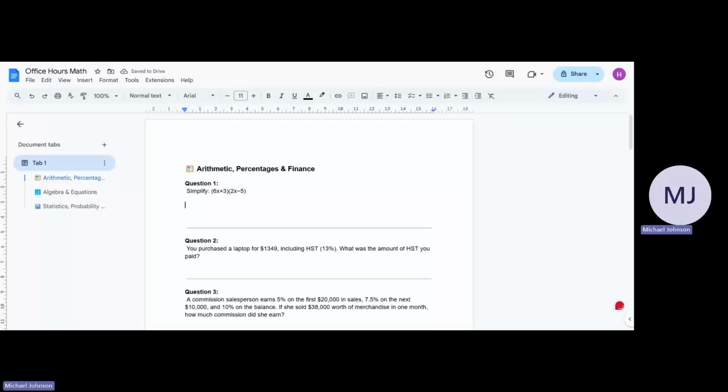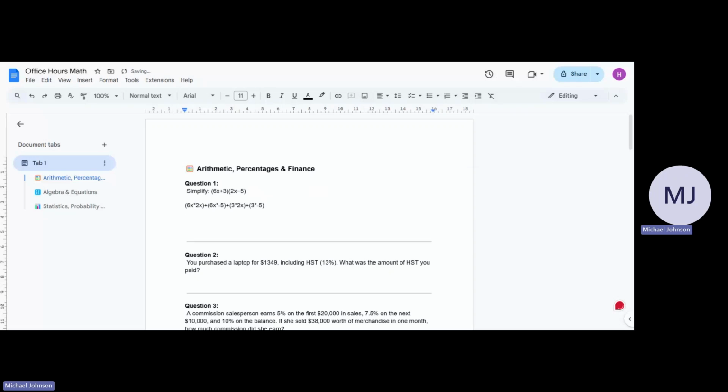So to simplify this, we'd apply 6x times 2x to start. And then we do 6x times -5 plus 3 times 2x plus 3 times -5. So 6x times 2x would just be 12x squared, plus 6x times -5, that would be just -30x. And then 3 times 2x is just 6x.